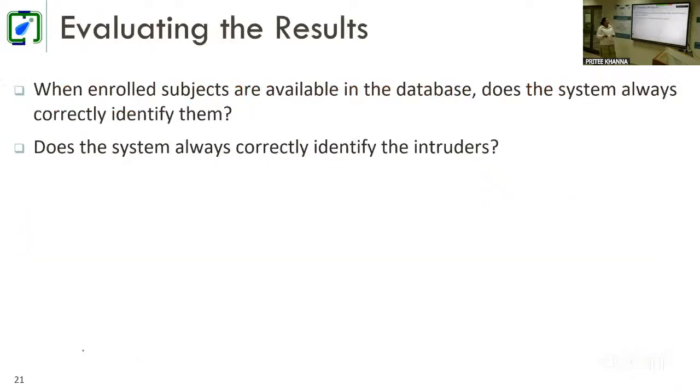Now our question comes: our system is ready for work, users are being enrolled in the database, and now my task is to find out whether my system is identifying those users or not. And not only should it identify those enrolled users correctly, it should reject those who are not enrolled.